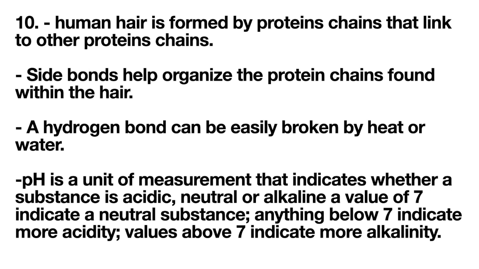pH is a unit of measurement that indicates whether a substance is acidic, neutral, or alkaline. A value of 7 indicates a neutral substance. Anything below 7 indicates more acidity. Values above 7 indicate more alkalinity.